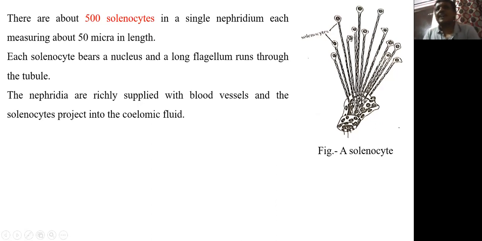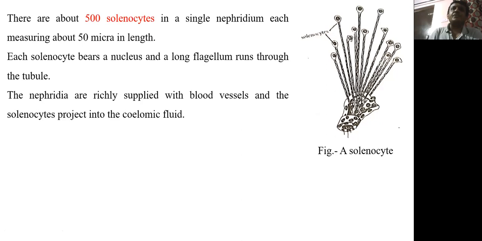The nephridia are richly supplied with blood vessels. Each nephridium is richly supplied with blood vessels, and these solenocytes project into the coelomic cavity. That means the waste from the blood vessels and the waste from the coelomic fluid, both are collected by the nephridia.